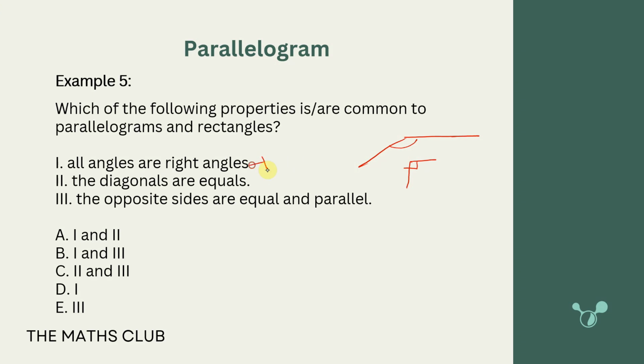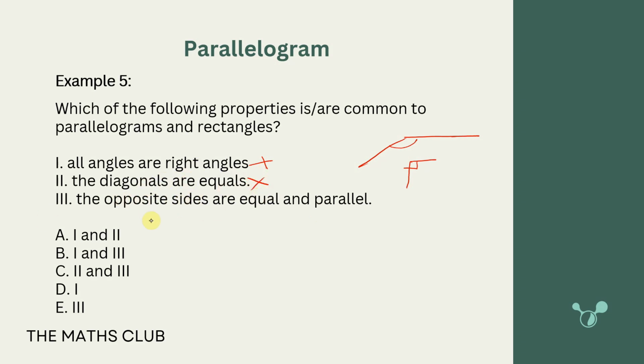So this is out. The second one is diagonals are equal. Is that true? No. While it is true for rectangles that diagonals are equal, for parallelograms the diagonals are not always equal. Remember that previous example, we had 8 centimeters and 12 centimeters as diagonals. So you see that it is not true. So option 2 is out.